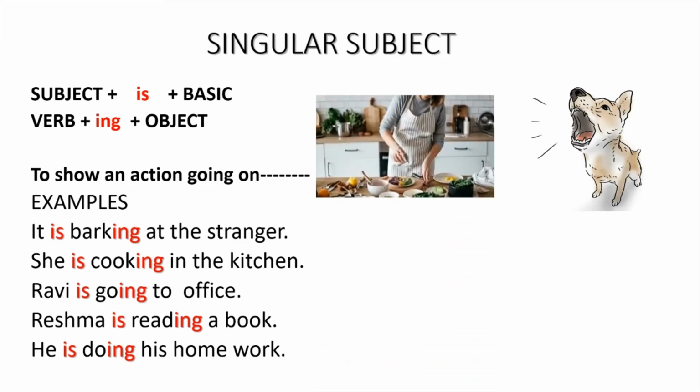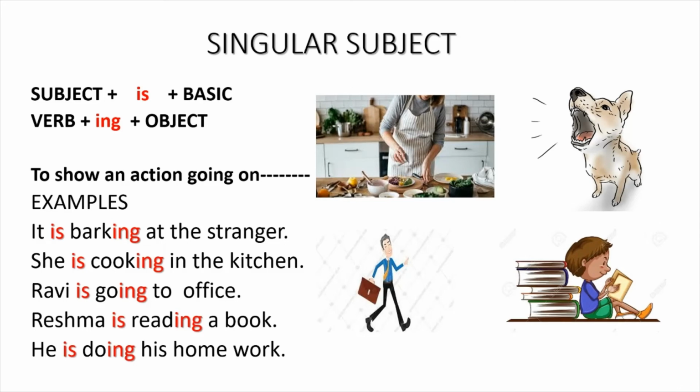She is cooking in the kitchen. She is a singular subject, and that is why we have used is as well as ing. Ravi is going to office. He is doing his homework and he is reading a book. These all subjects are singular subjects.